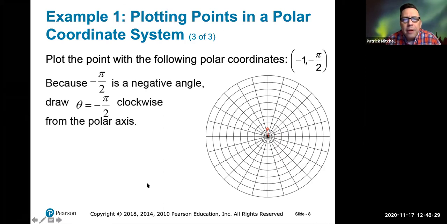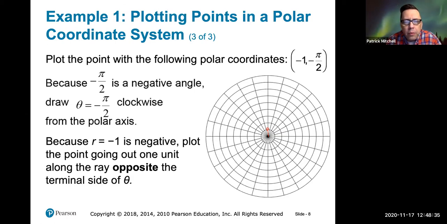All right, so again, because -pi over 2 is a negative angle, we're going to draw it clockwise. And because r equals -1 is negative, plot the point going out 1 unit along the ray opposite the terminal side of theta.